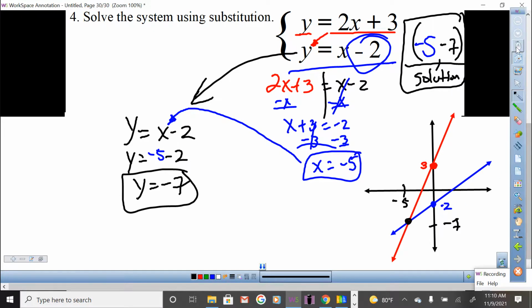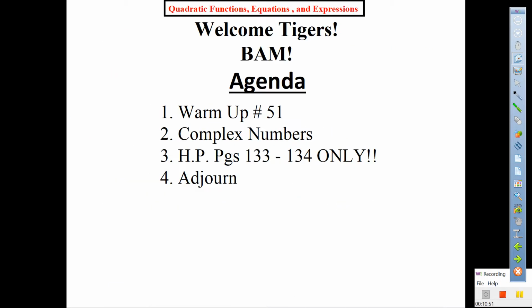All right. Agenda for today, warm-up number 51. Today we're moving on to complex numbers. It's still within the same umbrella of the quadratic equations. And we're going to be doing some stuff with complex numbers, so I need to clarify.